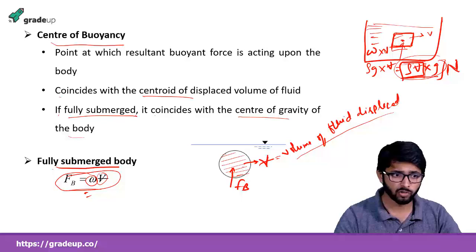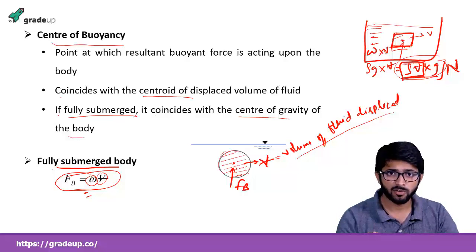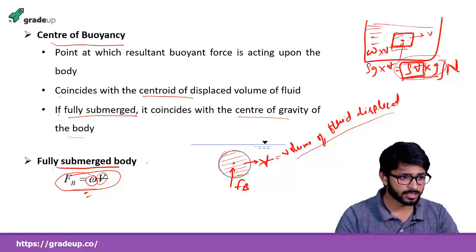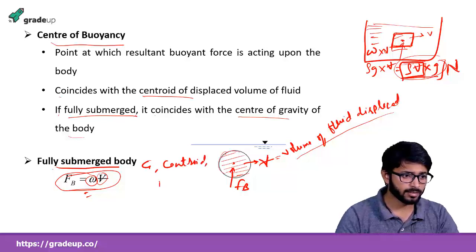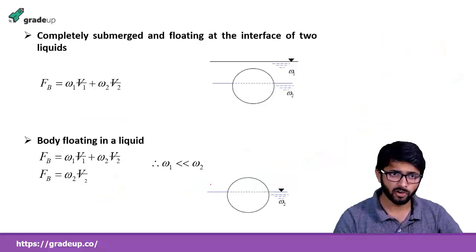Since this body has uniformly distributed mass all over the volume, the center of gravity of this body will lie at the centroid of this body, and the centroid is the point where the center of buoyancy is acting. So there are three things: center of gravity, centroid, and center of buoyancy. When the mass is uniformly distributed, the center of gravity will be equal to the centroid of this volume, and the center of buoyancy will always act at the center of the displaced volume. So in that case, B will be equal to G. Okay, understand? Now moving on.